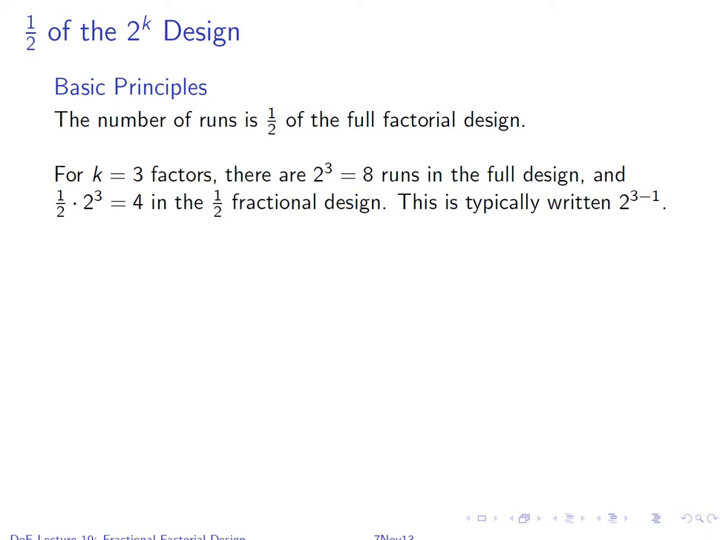That's written as you see, 2 to the 3 minus 1. 2 to the 3 representing the full factorial design, and 2 to the minus 1, of course, is 1/2. And so 2 to the minus 1 times 2 to the 3 is 1/2 of the 8 experimental runs, so we write it as 2 to the 3 minus 1. And this is a notation you'll see throughout the remainder of the course and any of the literature that you'll read on experimental design of fractional factorials.